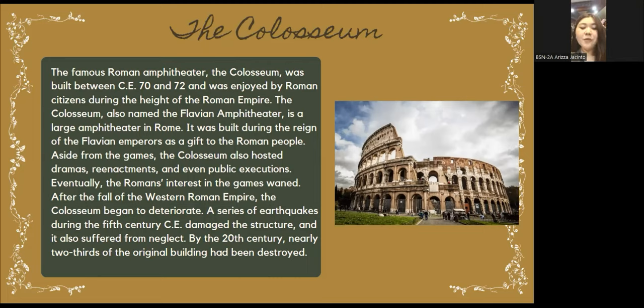Okay, so aside from the games, the Colosseum also hosted dramas, reenactments, and even public executions. Eventually, the Romans' interest in the games waned. After the fall of the Western Roman Empire, the Colosseum began to deteriorate. A series of earthquakes during the 5th century CE damaged the structure, and it also suffered from neglect. By the 20th century, nearly two-thirds of the original building had been destroyed.